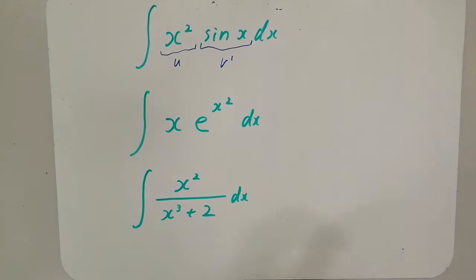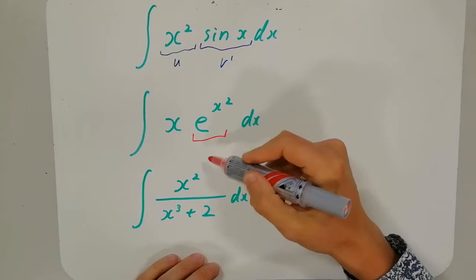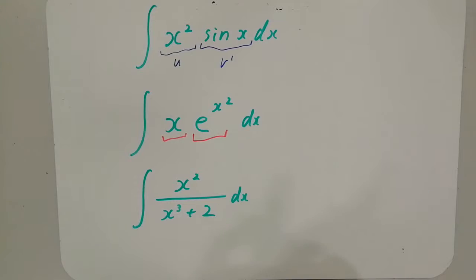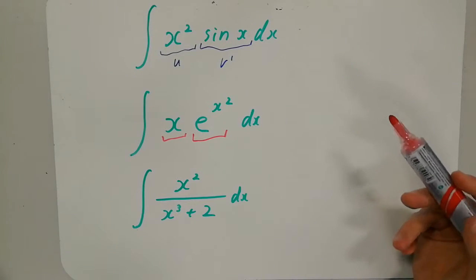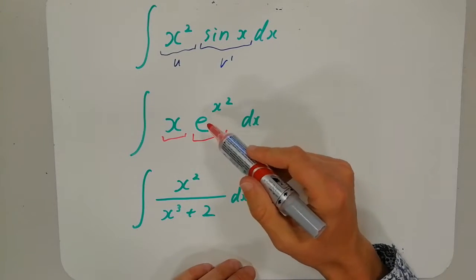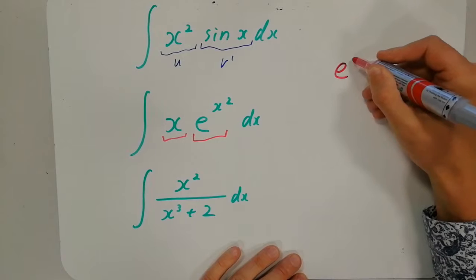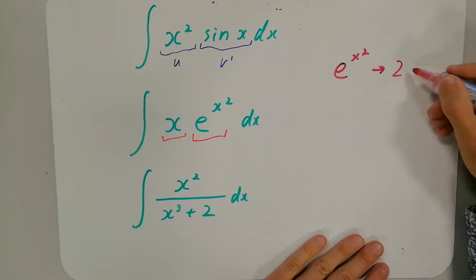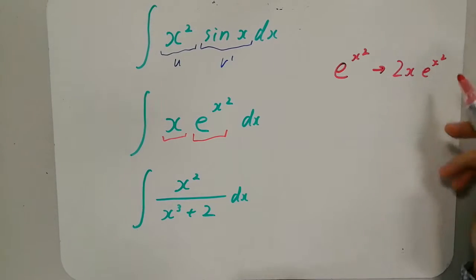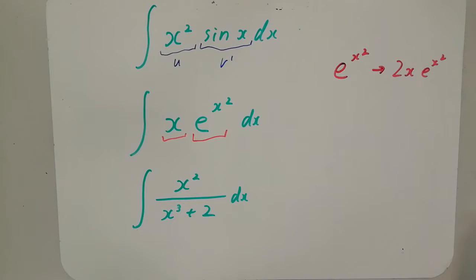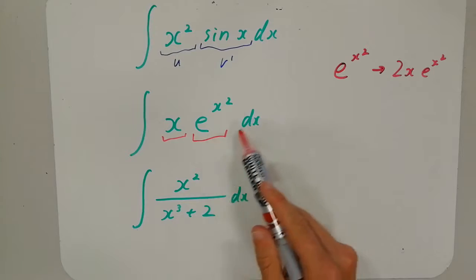The next one, however, is the exception to that rule. At first glance, this appears to be by parts because we have 2 different kinds of functions multiplied together. However, the thing that we've got to check is, can we do this by inspection, sometimes known as a reverse chain rule? I know that if I were to differentiate something of the form e to the x squared, the derivative of that would be 2x e to the x squared. Notice that I'm multiplying by the derivative of this secondary function. That is the form I have here.